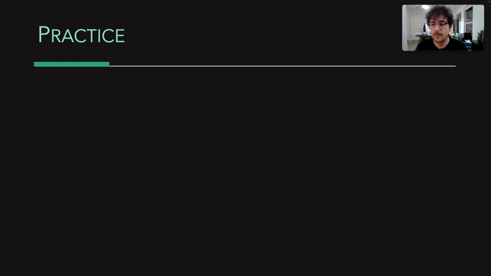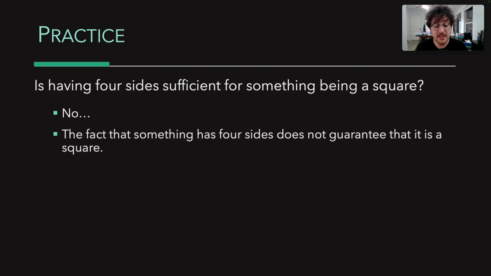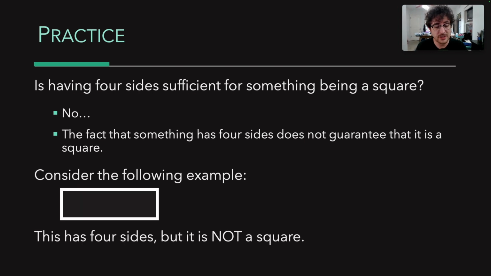Now another practice case. Is having 4 sides sufficient for something being a square? Here the answer is no. And this is because the fact that something has 4 sides does not guarantee that it's a square. So that's not sufficient. Now we can see that by considering this example of this shape here. Well, this rectangle, notice it has 4 sides, but it's not a square. And so that shows that having 4 sides is not enough, is not sufficient, doesn't guarantee that it's a square. This is what's known as a counterexample. We'll talk about these a bit later in the video.